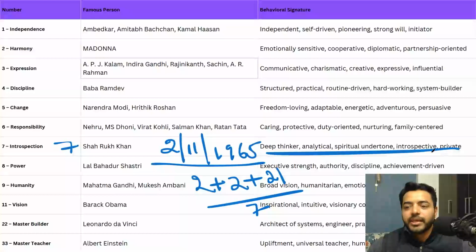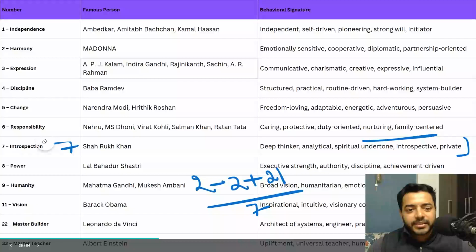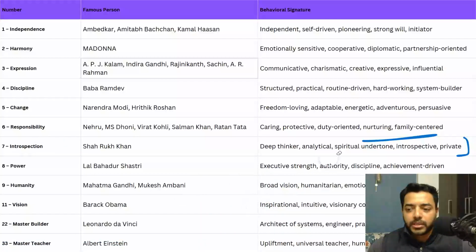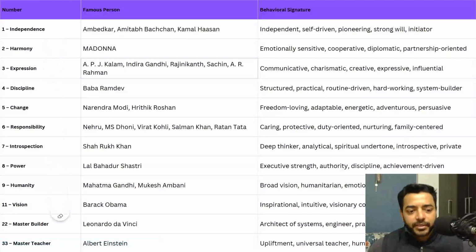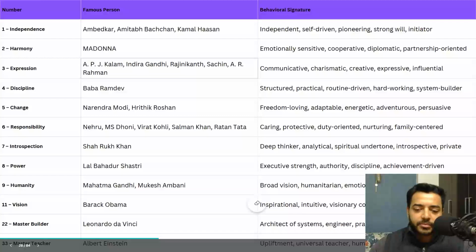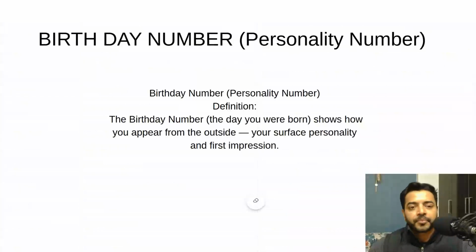And what does that mean? It means he's a deep thinker, he's analytical, with a spiritual undertone, he's introspective, and he's private, which is all true about Shah Rukh Khan. Right? So this table becomes very important to us, because what I've done is I've collected the characteristics of each number, and whenever you talk about life path number or some other number, you can just use this and say that this person is like this, right? But do not predict, always find out a behavioral pattern. That is what is most important.